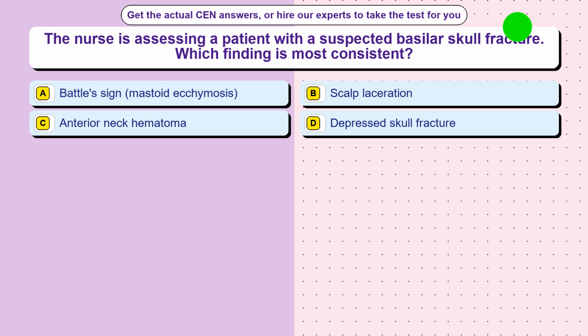Question 52. The nurse is assessing a patient with a suspected basilar skull fracture. Which finding is most consistent? Option A. Battle's sign, mastoid ecchymosis. Option B. Scalp laceration. Option C. Anterior neck hematoma. Option D, depressed skull fracture.